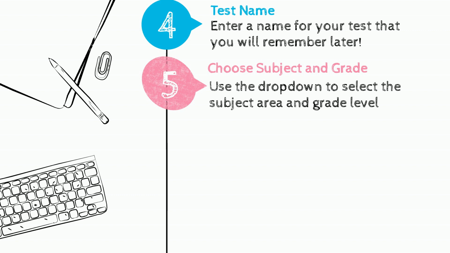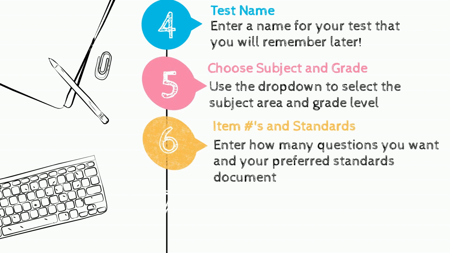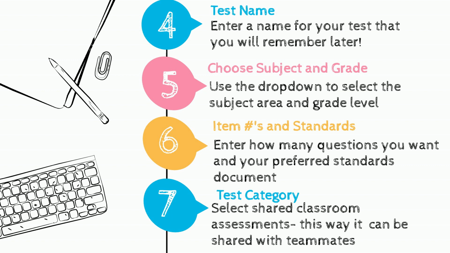Once you're there, you're going to enter a test name. Don't worry, it'll be saved, but it will be good to enter something that you would remember later. Then you'll use the drop-down to select the subject area and grade level. After that, you'll enter in how many questions you want in your preferred standards document. And finally, you'll select your test category. Your best option here is to select shared classroom assessments. That way, it's super easy to share with your teammates later.